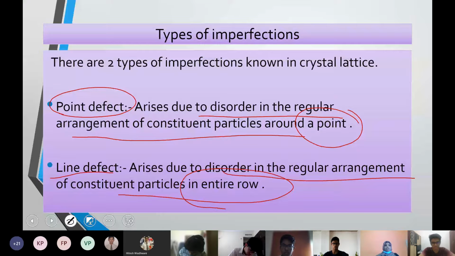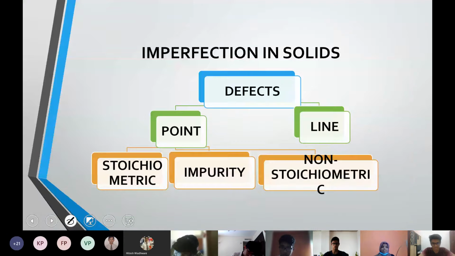Yes, ma'am. Okay, so this is the first classification of imperfection in solids, point and line defect. Now the point defect is further classified into three more categories: impurity defect, stoichiometric defect and non-stoichiometric defect. So we are again classifying the point defect in this way. As you can see in the chart, defects are classified as point and line, and the point defect is again classified as stoichiometric, impurity and non-stoichiometric defects.